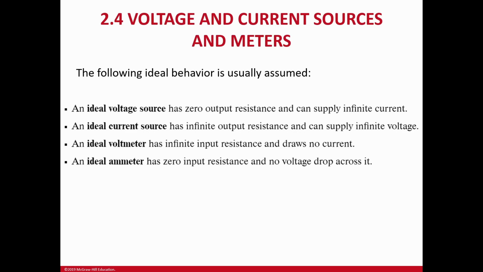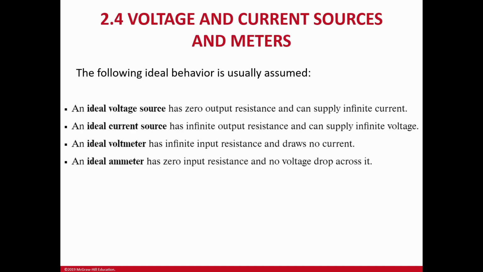And this is similar to the ideal ammeter, because the ammeter is connected in series. So in order to have a small voltage drop, you need a near zero input resistance. Those two are very similar, not the same, but very similar.